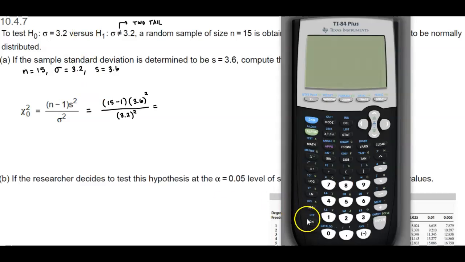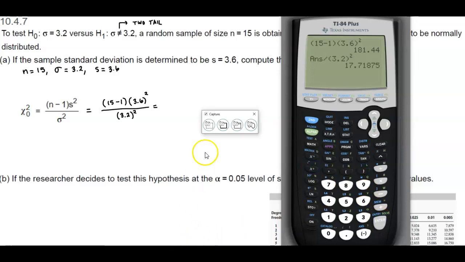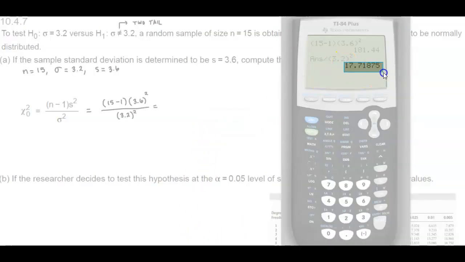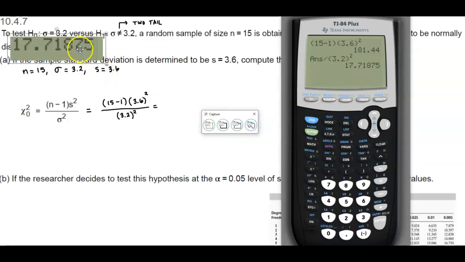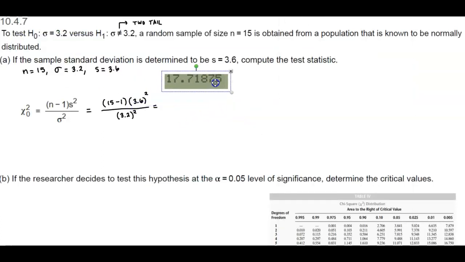So let's go ahead and plug that into our calculator. So we have 15 minus 1, which we know is 14, times 3.6 squared. And then we're going to divide that by 3.2 squared. So now we get the following test statistic. So we're going to round that to 3 decimal places. So we get a test statistic of 17.719. So therefore the test statistic is going to equal 17.719.